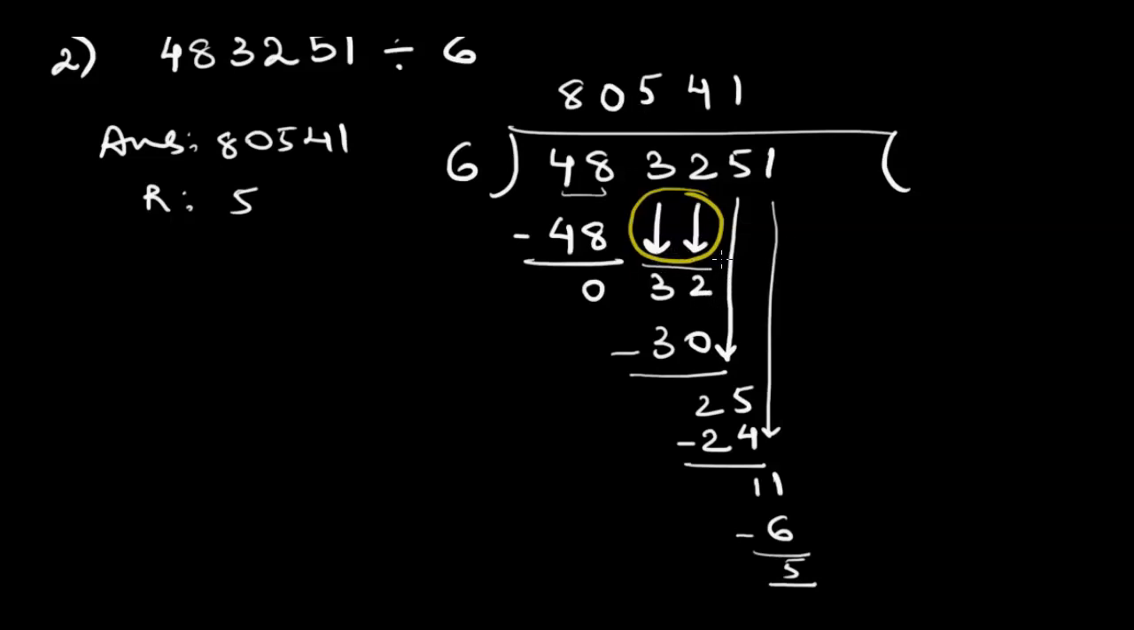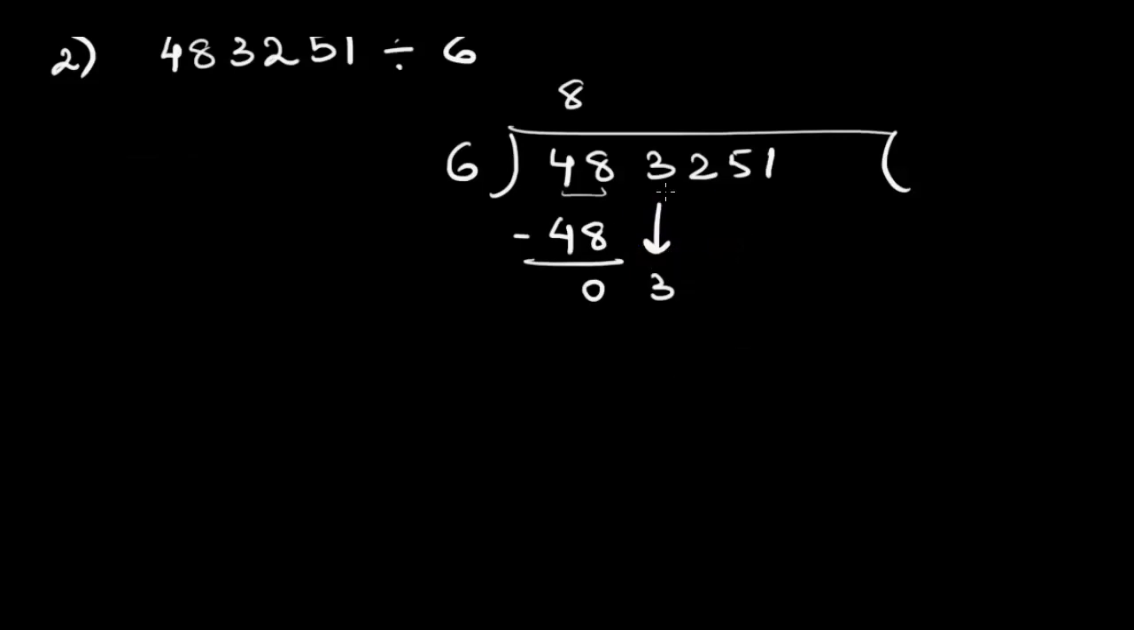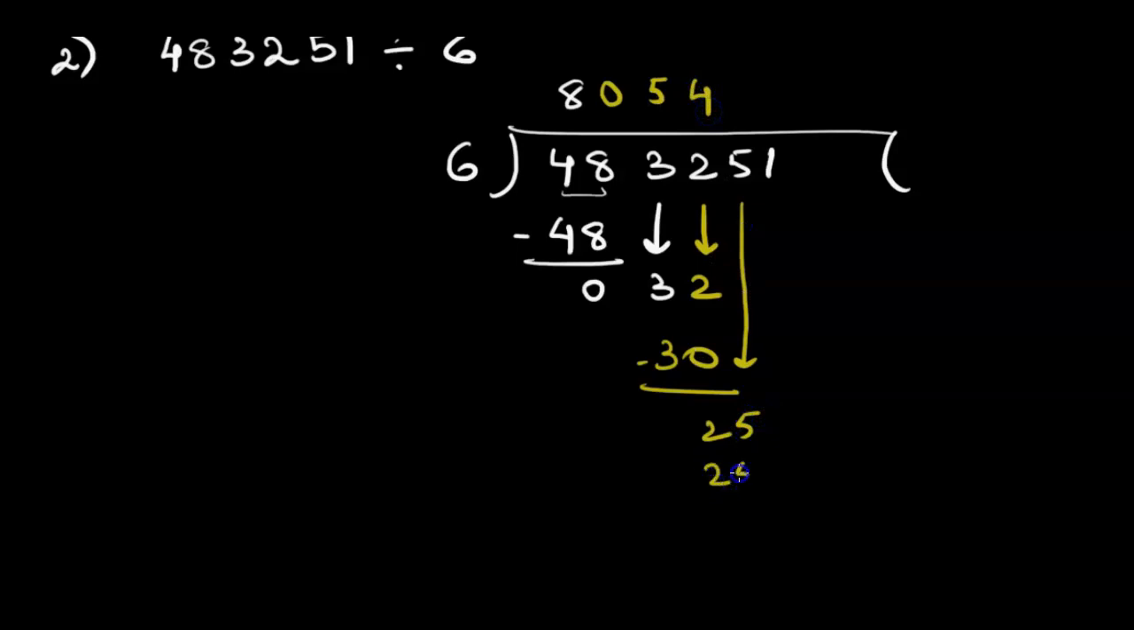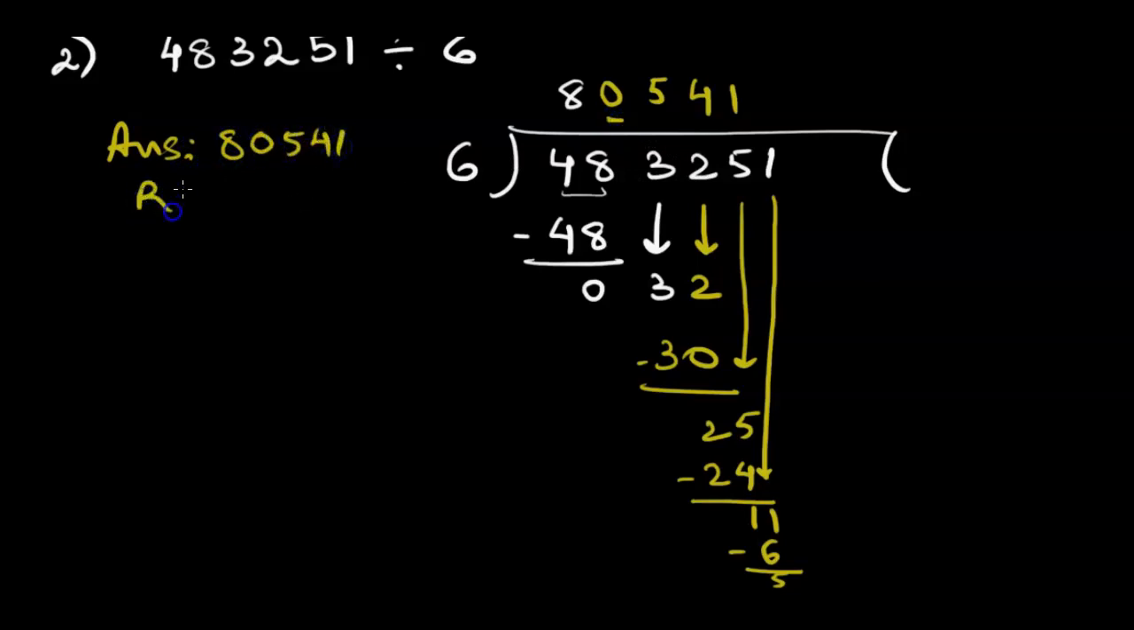We can take it in a different way as well, if we want to understand it differently. When we bring this number 3 down, we see that this number cannot get divided by 6. Therefore, we put a 0. Now, in order to continue the division, we have to bring the next number down, and that would make this 3 a 32. So now we can continue division further. 6 times 5 is 30. When we subtract, we get 2. Bring this 5 down. 6 times 4 is 24. Subtract, get 1. Bring this 1 down. 6 times 1 is 6. Subtract, and we get 5 as the remainder. So the answer is still the same, it's just that we are thinking in a different way about how to put this 0. Therefore the answer is 80541 and the remainder is 5.